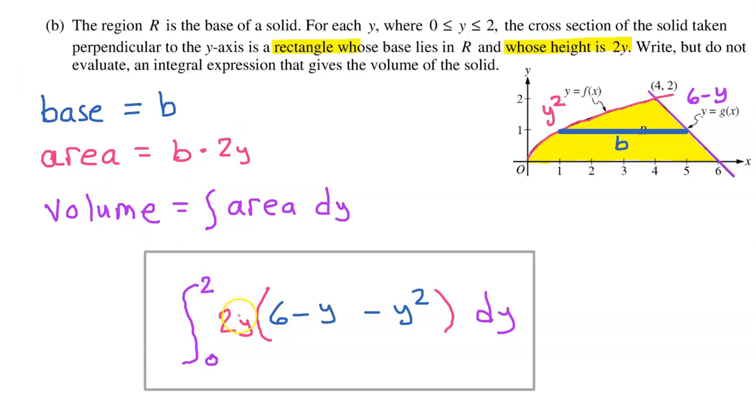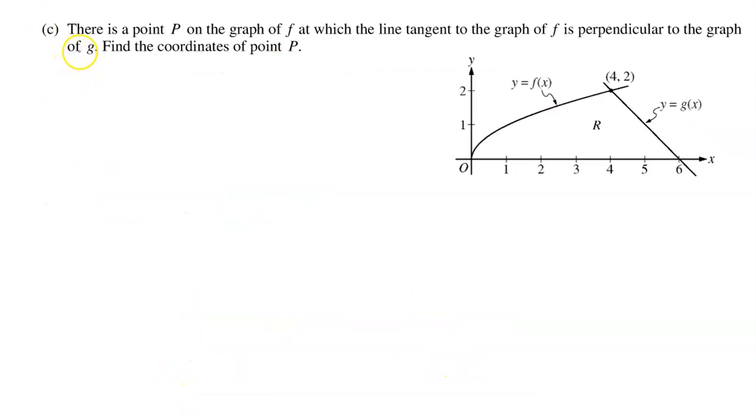And that's the final answer for part B. We were asked to write but not evaluate an integral expression that gives the volume of the solid, and this is it. Part C. There is a point P on the graph of f at which the line tangent to the graph of f is perpendicular to the graph of g. Find the coordinates of point P.